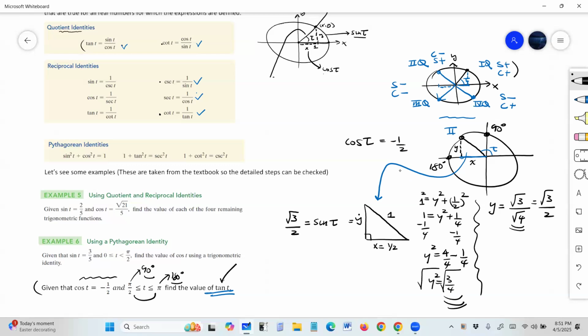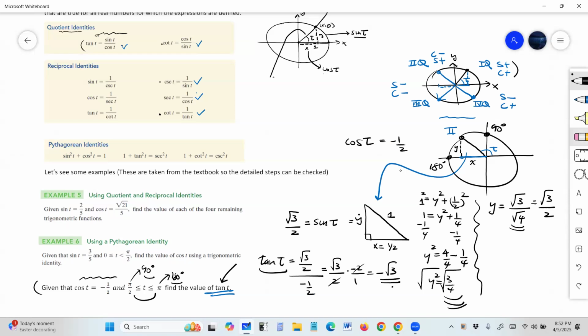Now, they want us to find tangent. I will use the first quotient identity up here. Tangent of t is sine of t over cosine of t. So that's fairly easy. Tangent of t. I already know what sine of t is, which is my y component, divided by cosine of t, which is negative 1/2. And again, I'm going to multiply by the reciprocal. The 2's cancel, and I get negative radical 3. So my tangent of t is negative radical 3.